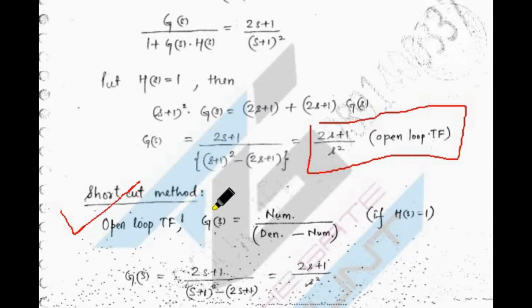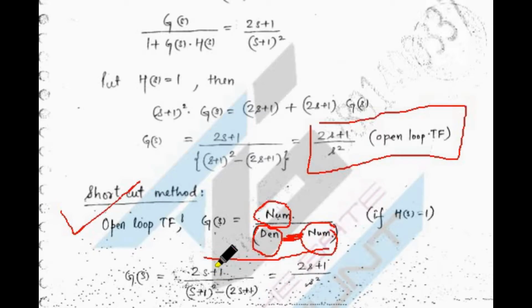If you want to transfer a closed loop transfer function to an open loop transfer function, this short trick applies. You put the numerator as it is, and the denominator you subtract with the numerator, denominator minus numerator. The remaining transfer function will be your required transfer function, that is nothing but your open loop transfer function.